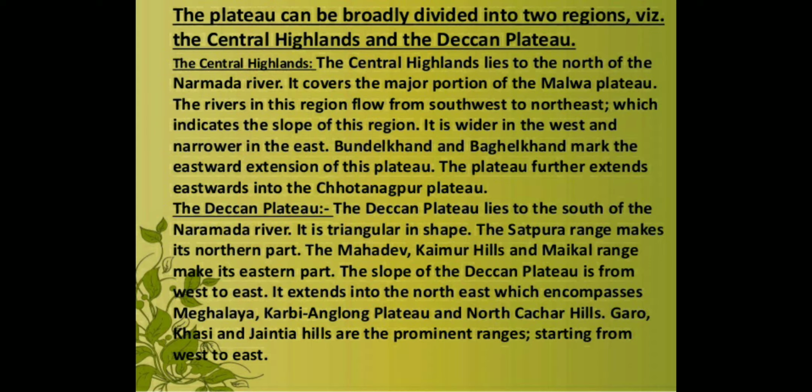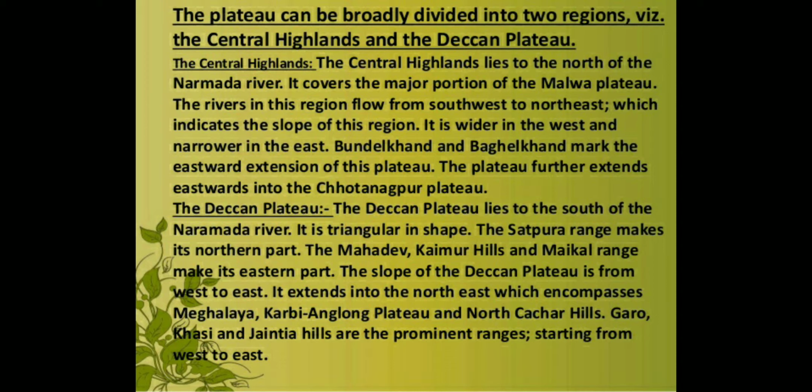So the Deccan Plateau lies to the south of Narmada river. It is triangular in shape. The Satpura range makes its northern part. Remember the ranges I talked about a little while ago. The Satpura range makes its northern part. The Mahadev, Kaimur and Maikal range make its eastern part.